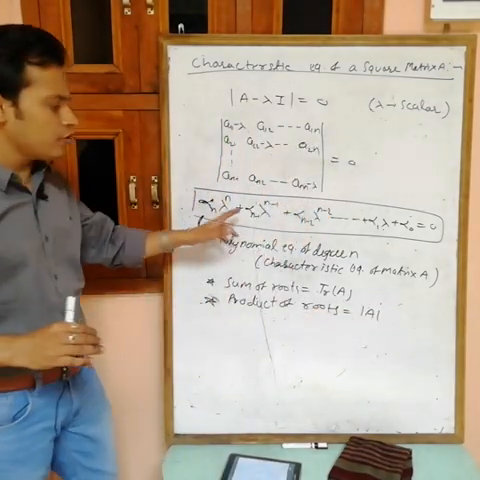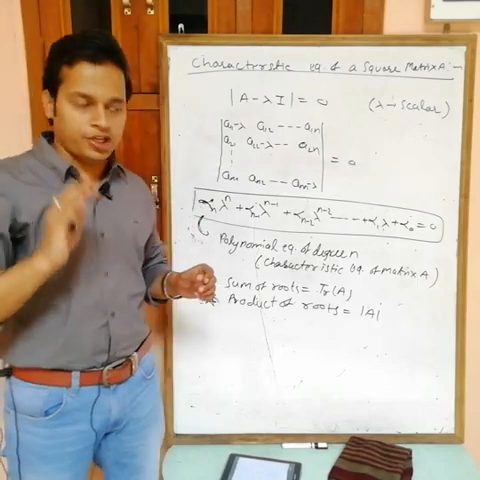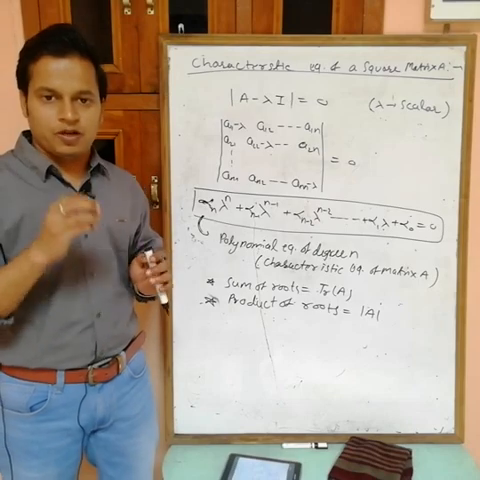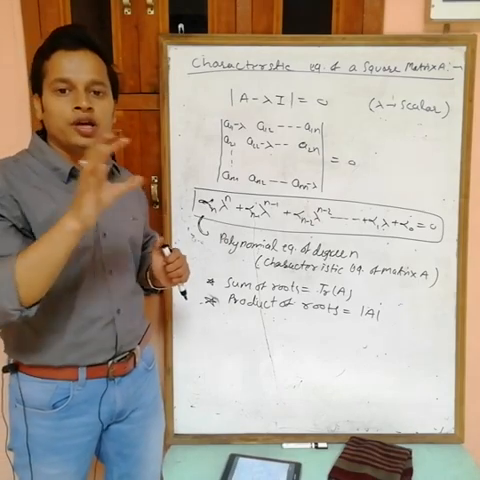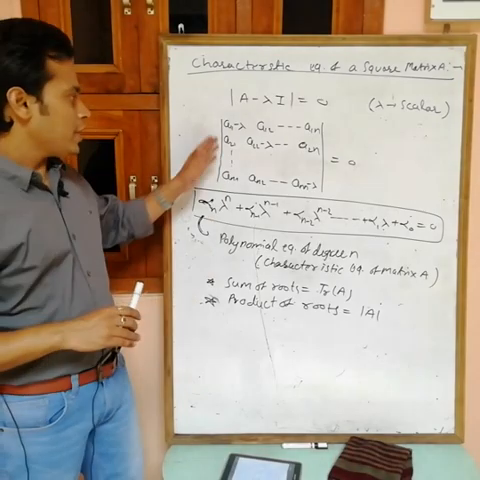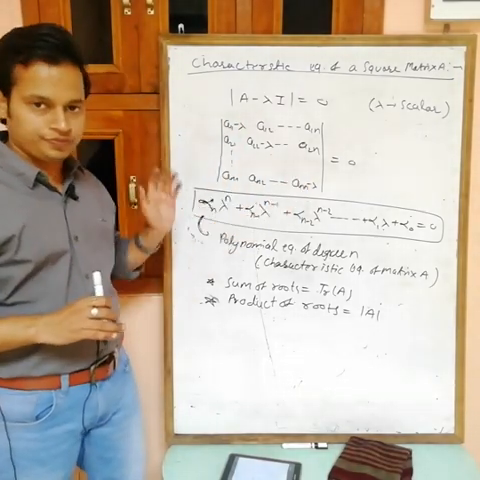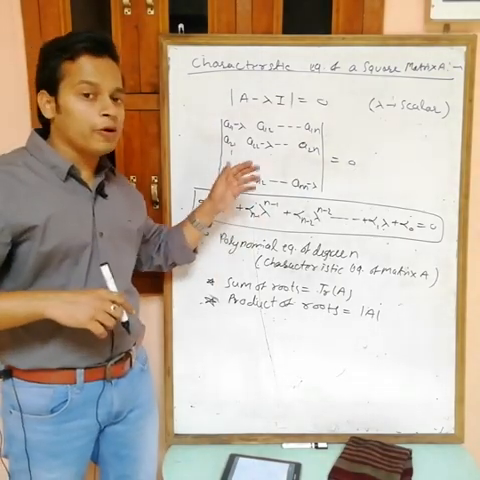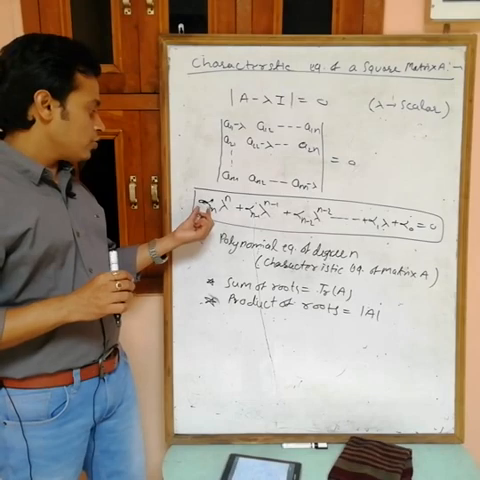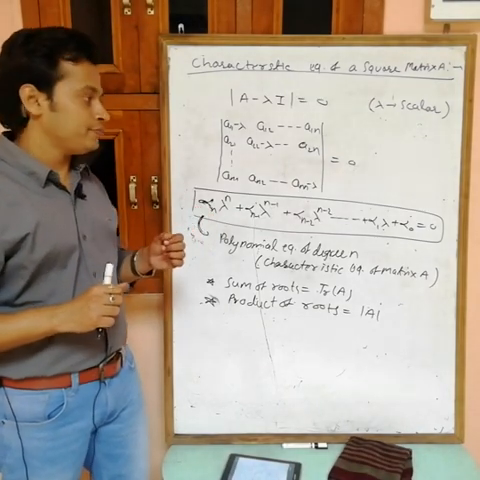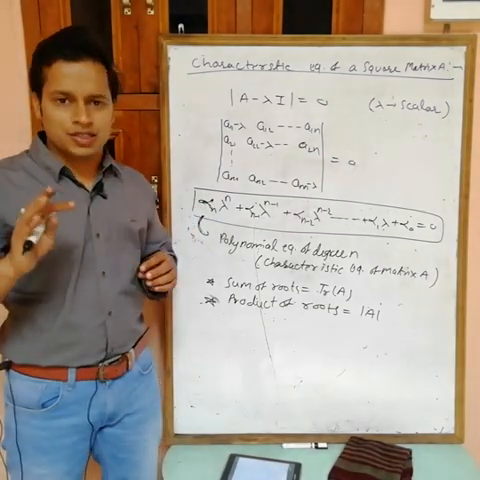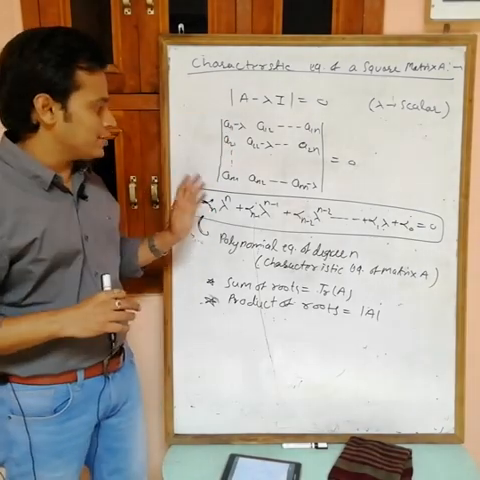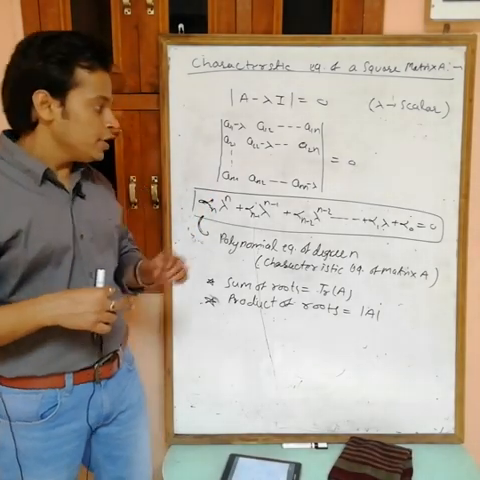If you find the sum of roots of this one, then we'll get the value of the trace of A. Trace means the sum of diagonal elements of A, that is A11 plus A22 plus A33 up to Ann. If you expand, then the sum of roots is minus b by a, the coefficient of lambda power n minus 1 by the coefficient of lambda power n. You can take any example, 2 by 2 or 3 by 3.